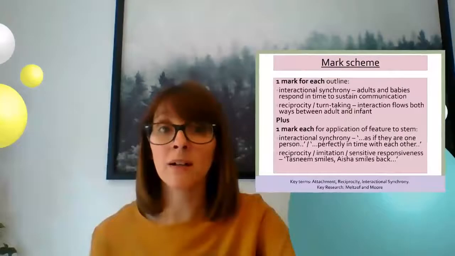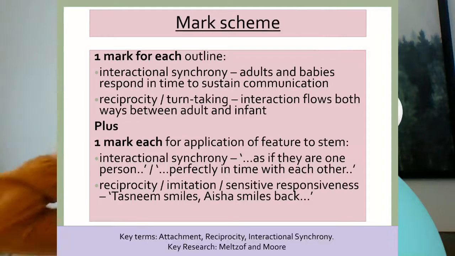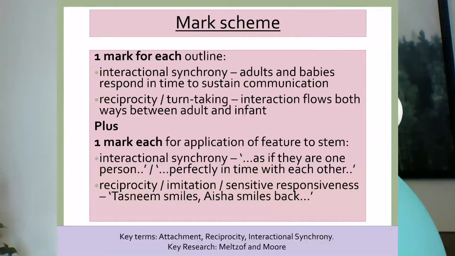So if we look at the mark scheme, first of all, what you have to do is define the 2 terms. So you would have to say, in the item there is an example of interactional synchrony. This is when adults and babies respond in time, or just give me the definition that we've used previously for that. And you could say an example of this is they move as if they were one person, or they move perfectly in time with one another.